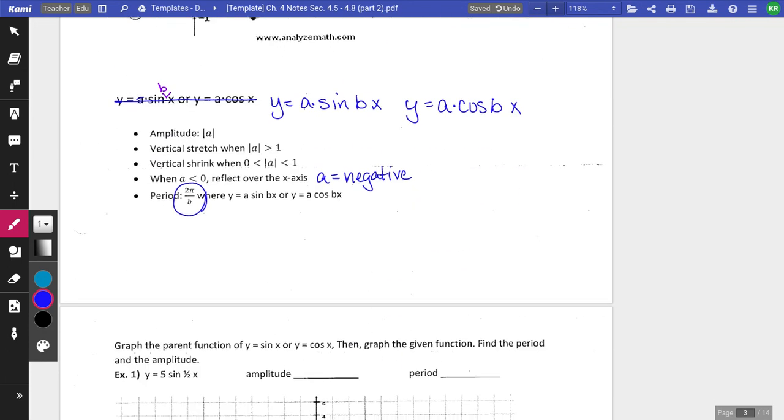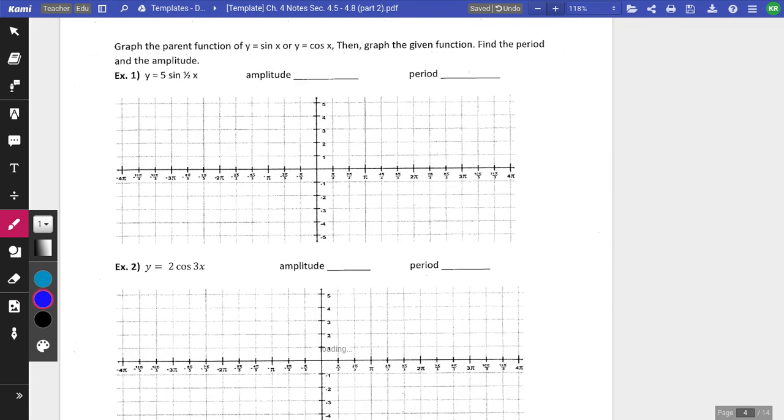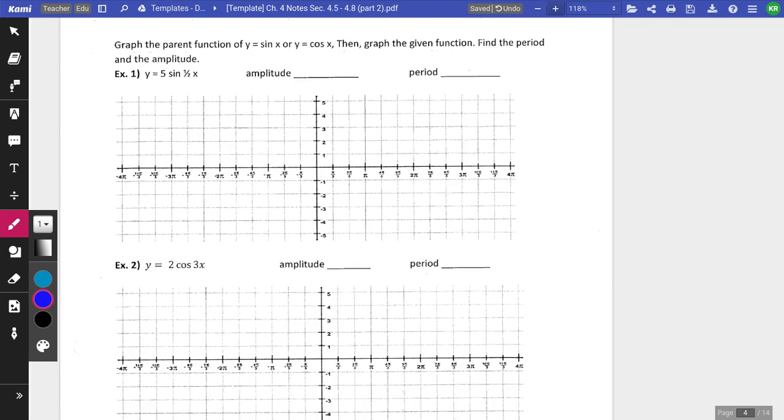Okay, so let's go back to here. Let's do a couple more examples. Again, you can use your calculator, but I'm trying to show you where the graphs are coming from.